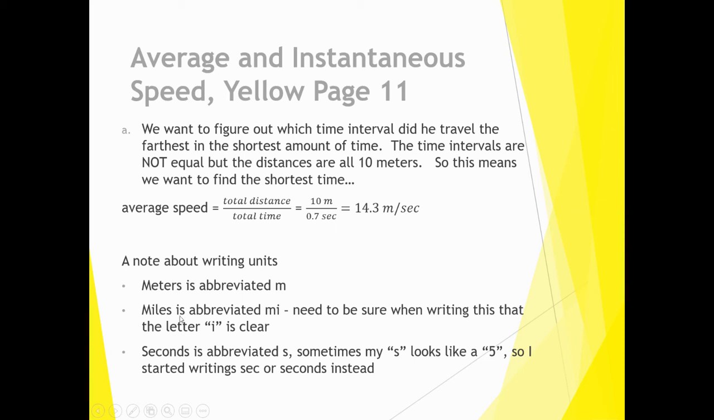A lot of people actually write out the word miles instead of doing mi, and it's always fine to write out the entire unit instead of abbreviating it. The second comment I want to make is that seconds is typically abbreviated s, and I learned the hard way in school that my s's, when I was sloppy and rushing, looked a lot like a 5. So I started writing sec or seconds instead, because otherwise I started making mistakes, not only with my numbers, but with my units. So just a word of caution to try to be careful about how you're writing those units.